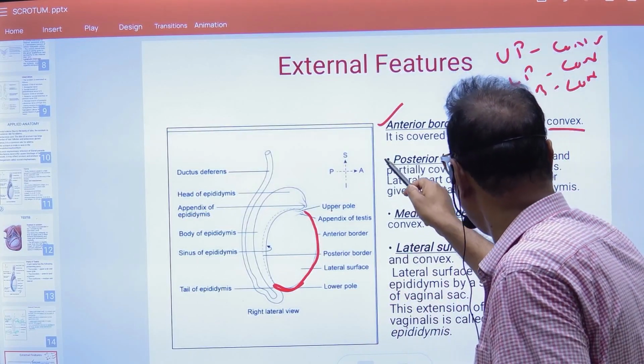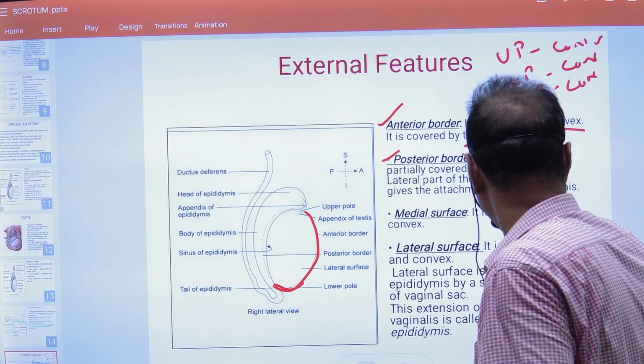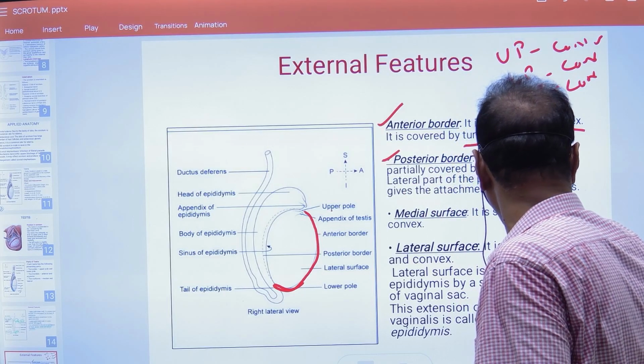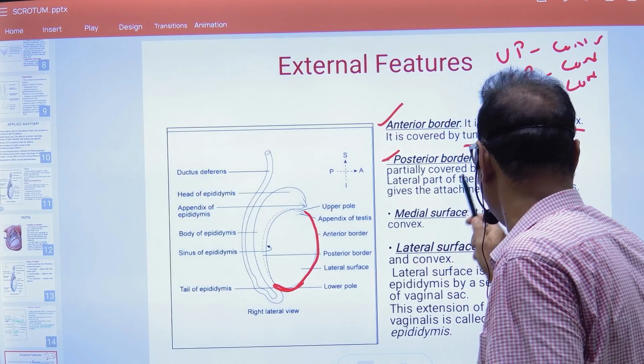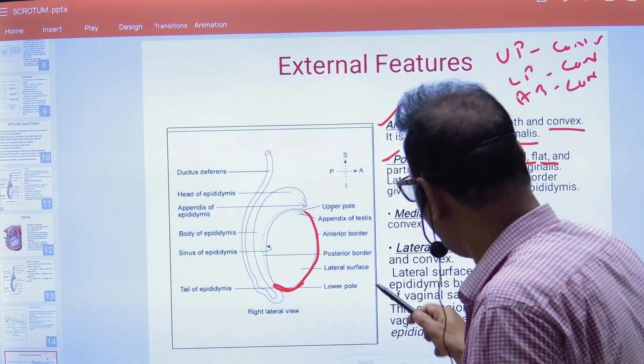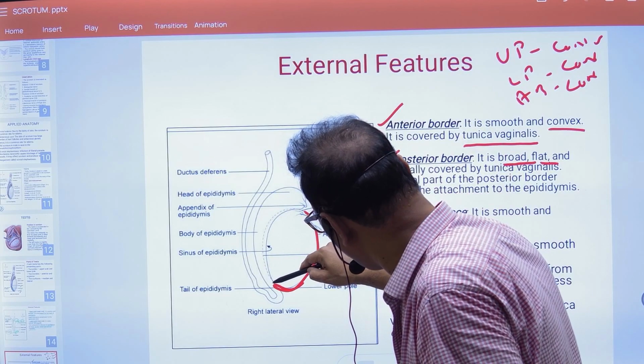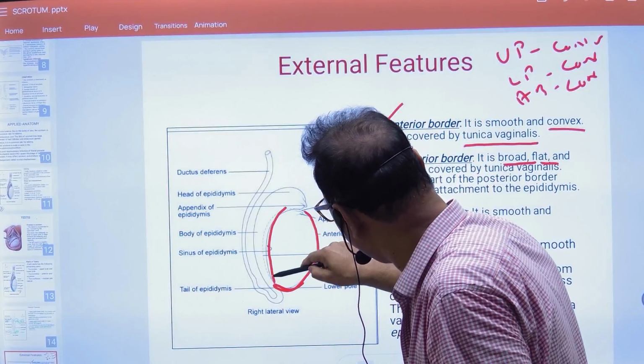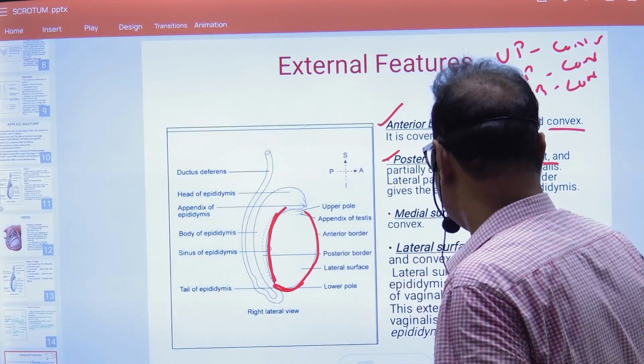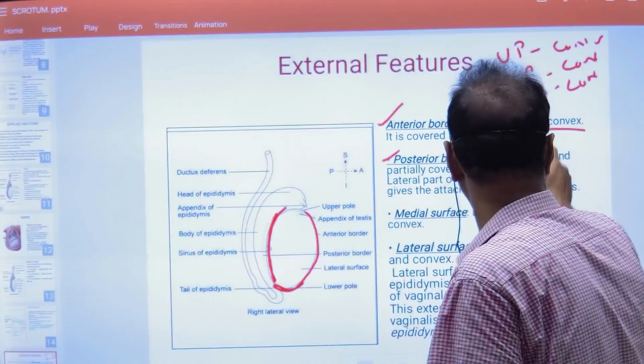Now the posterior border, this is flat. This is a single one, broad, flat, and partially covered by the tunica vaginalis. This posterior border is almost flat, almost flat. So the posterior border is the only border which is flat.